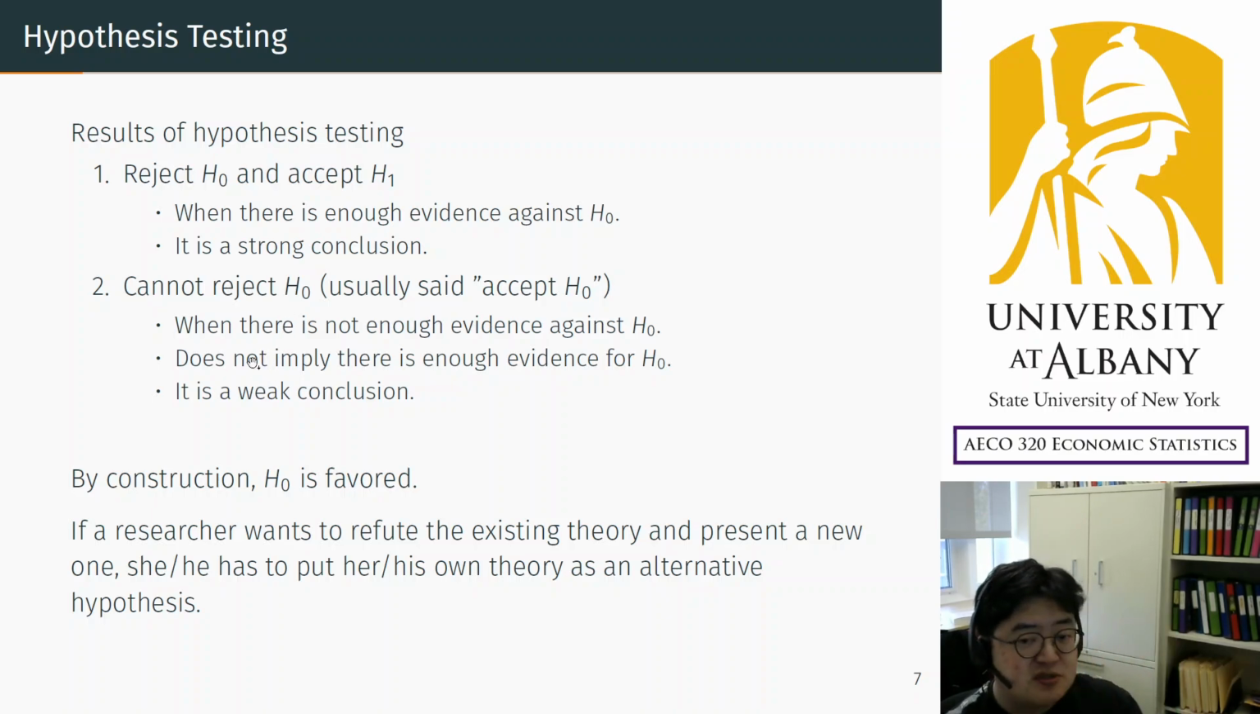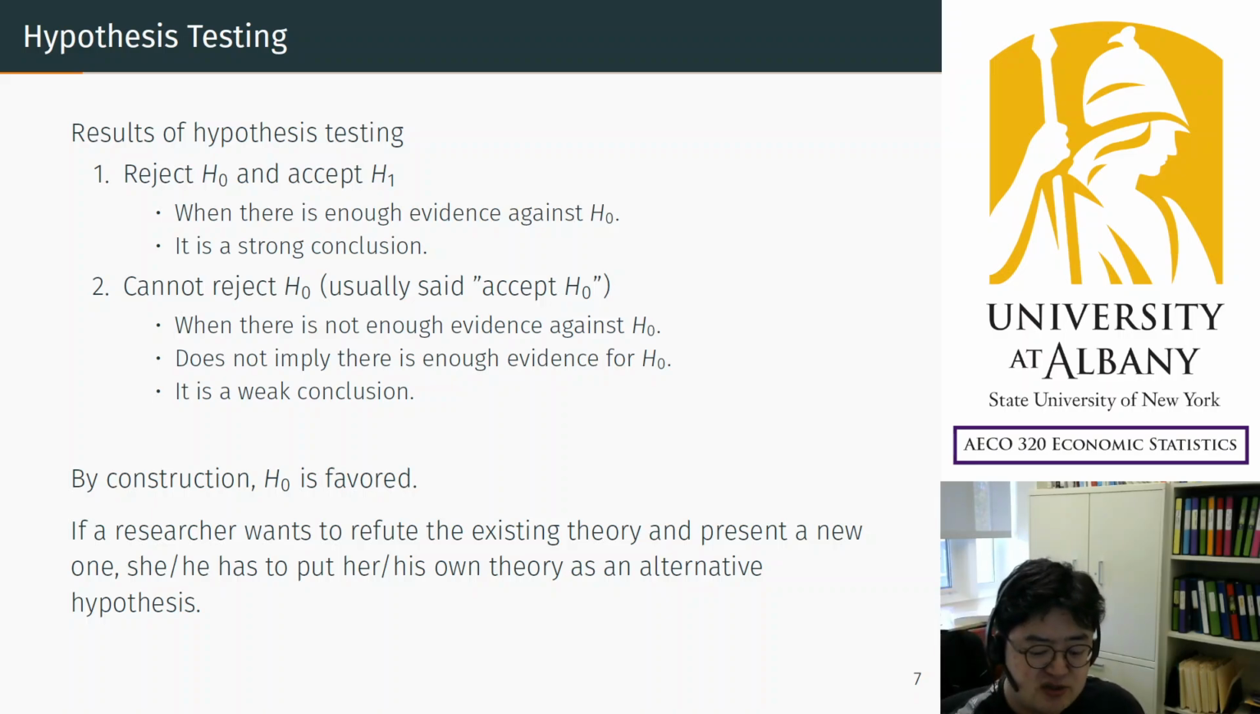So in many textbooks, it's usually said to accept the null hypothesis, but I don't like this idea. What is more correct is just not rejecting it. Because you cannot reject it even if there is no evidence. So when there is no evidence, you are not accepting that, but you just cannot reject the null. So this is a weak conclusion, right? Because even if there is no evidence, you still have to make this decision, right? So it is a weak conclusion.